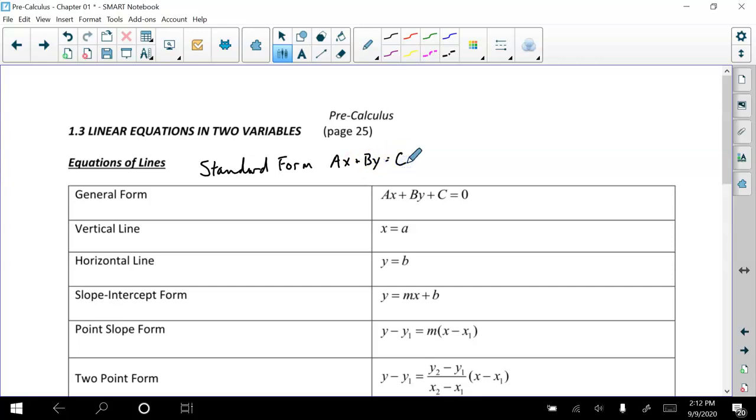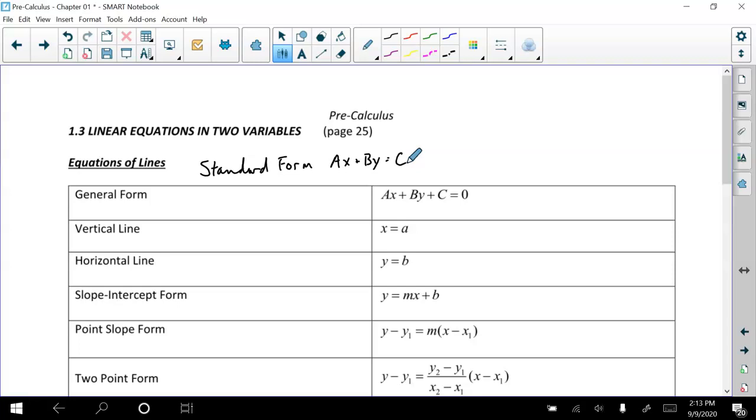One difference between general form and standard form is that general form equals 0, so everything's on the left-hand side. For standard form, the x and the y are on the left-hand side, and the constants on the right-hand side. For a vertical line, as we talked about at the end of the last lesson, the form is x equals a number. Horizontal line, y equals a number.